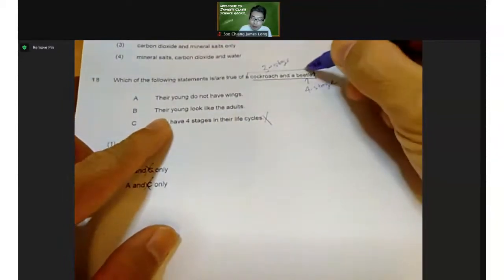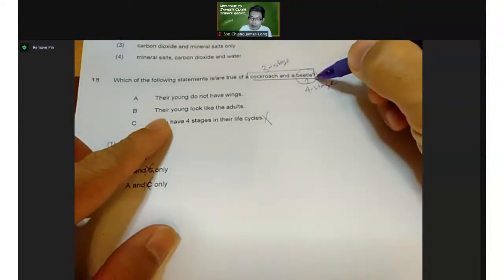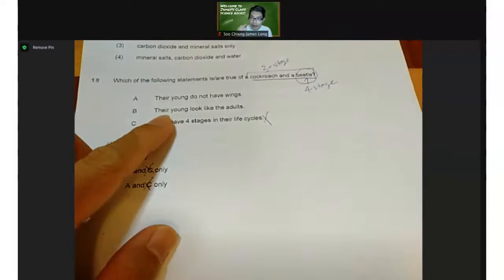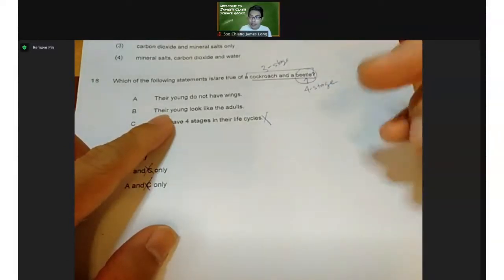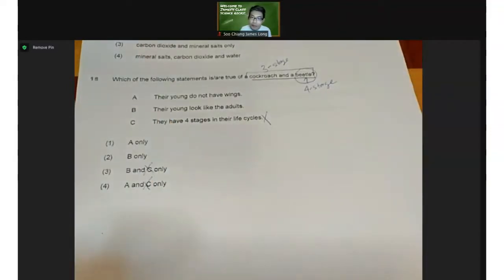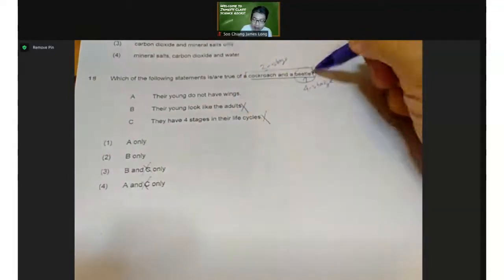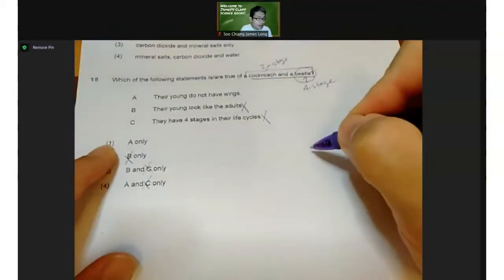That's not true for beetle, because the beetle's adult has wings, whereas the young is like a larva wiggling around. If you are in a school where they let you play and observe mealworms through the various stages in the life cycle, then you will know the young does not resemble the adult at all. So this is false for beetle. If it's false, that means the only answer for 18 is 1.